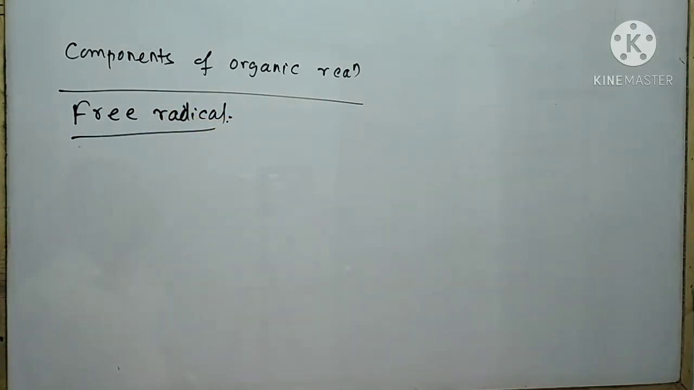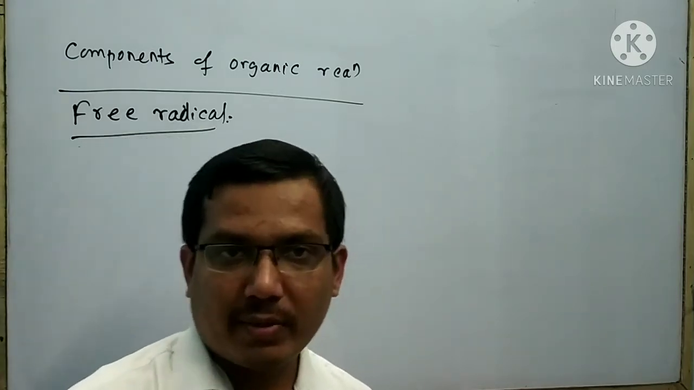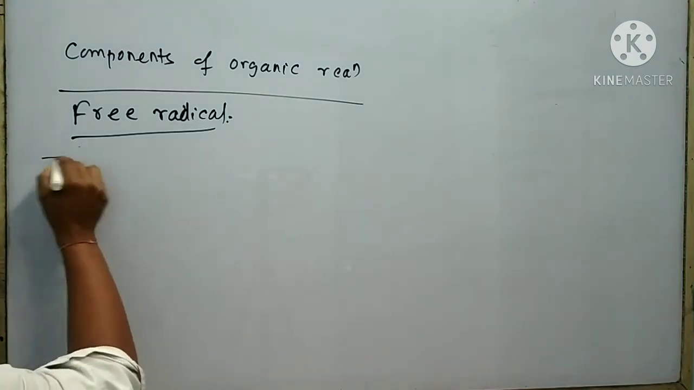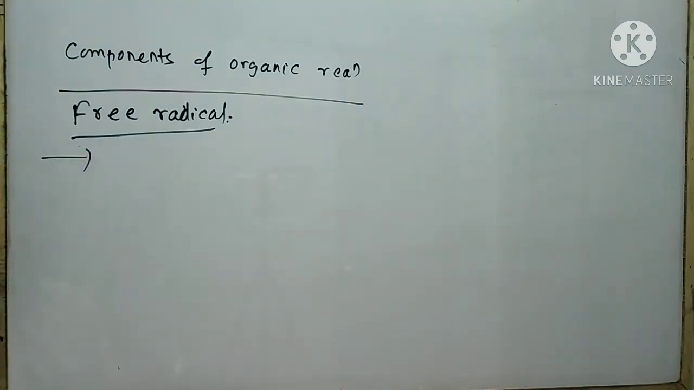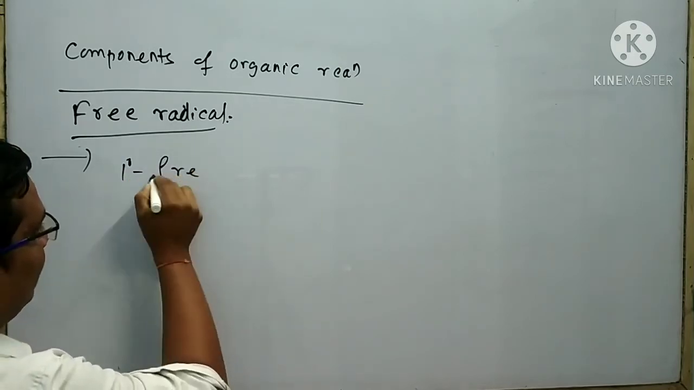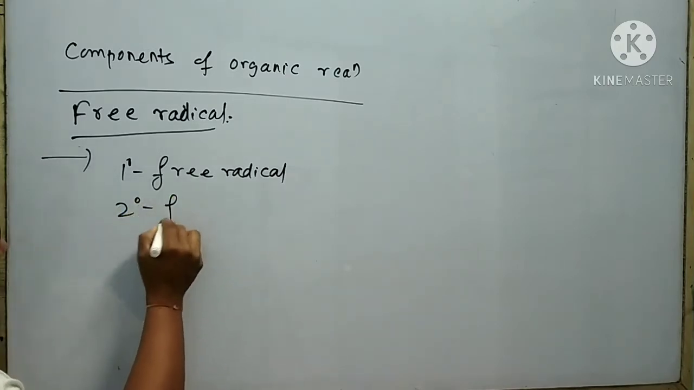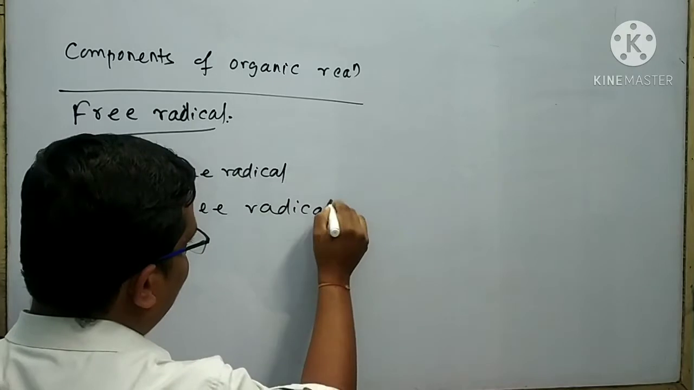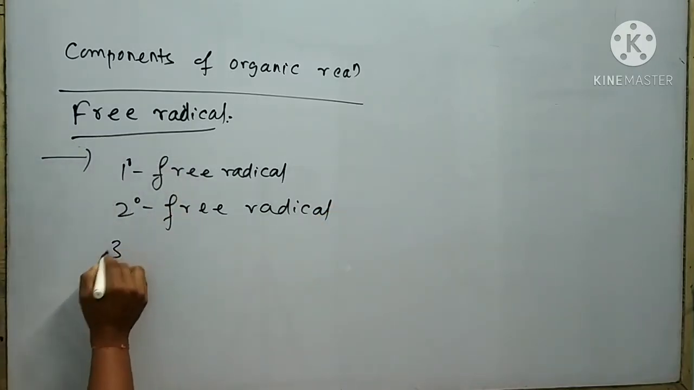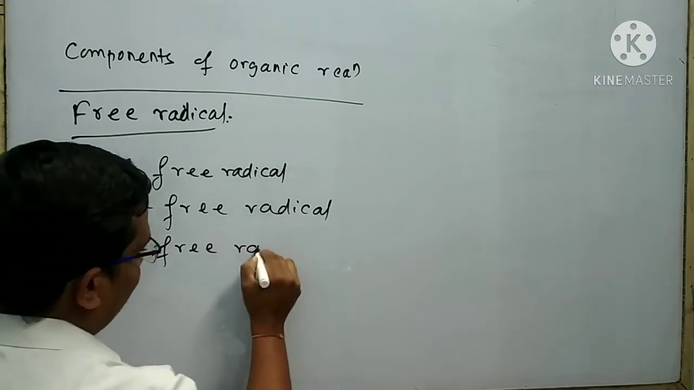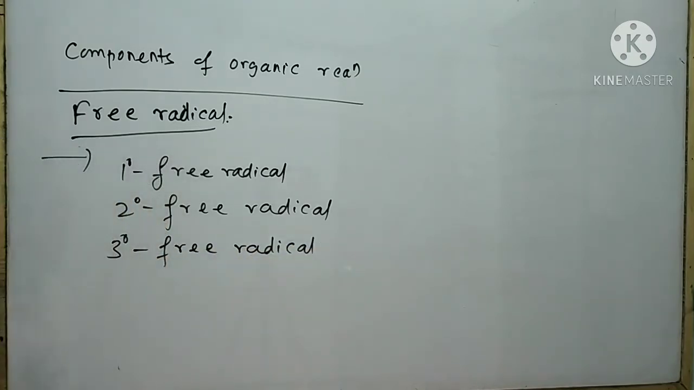The odd electron neutral species which are formed by the homolytic fission of a covalent bond is called a free radical. Generally, free radicals are formed by homolysis. There are three types of free radicals. Number one is 1 degree free radical, also called primary free radical. Second is 2 degree free radical, also called secondary free radical. Next is 3 degree free radical, also called tertiary free radical.